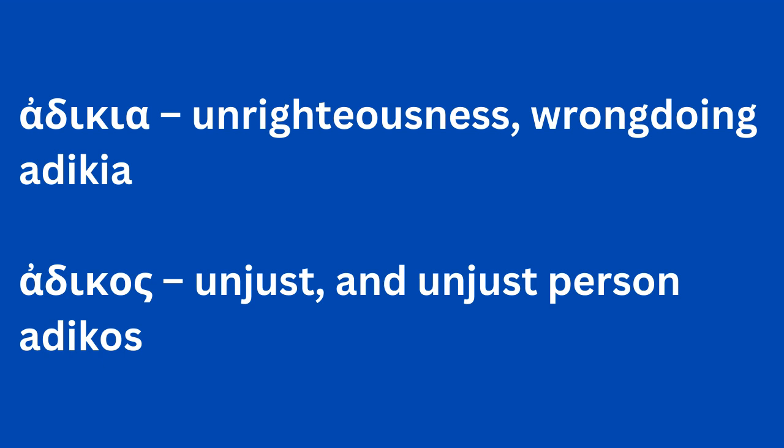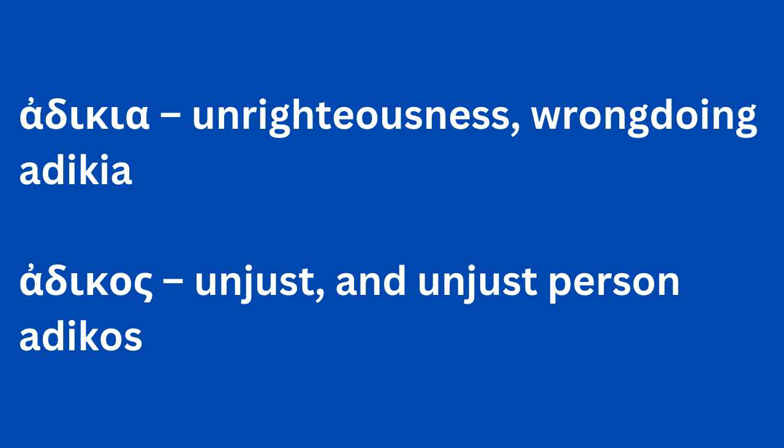Now, we have two words, dikaios, just or righteous, and dikaiosune, righteousness, that share the same root, this delta iota kappa root. So if a person is just, they are dikaios. If they are unjust, they are adikios, or adikos, pardon me. Or adikios would work as well.